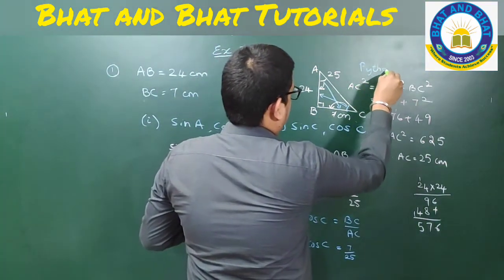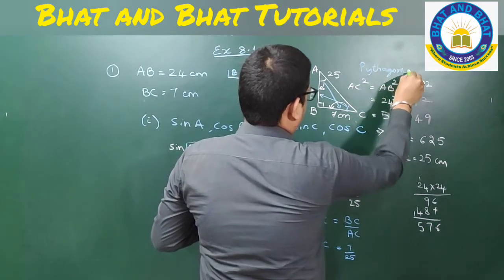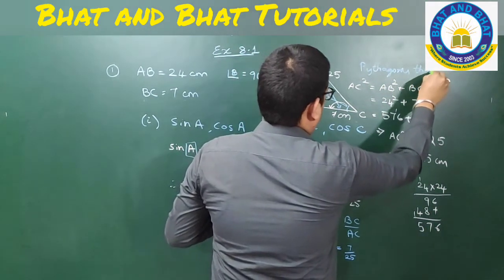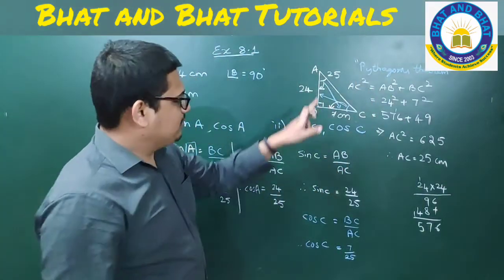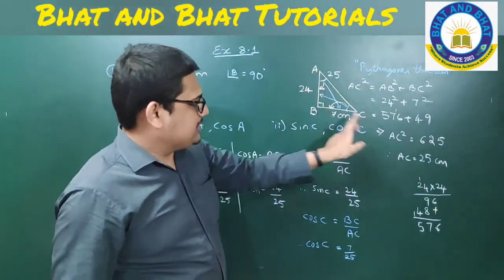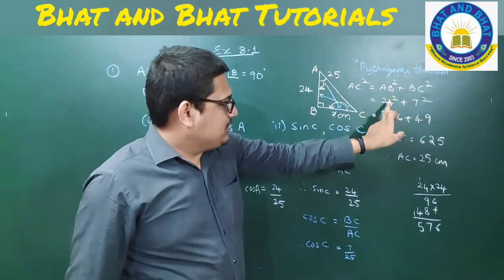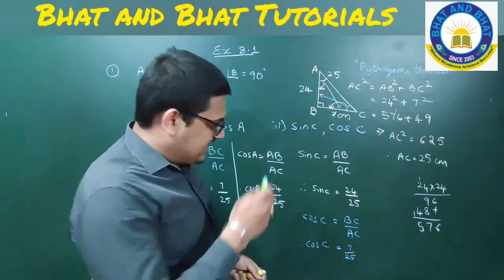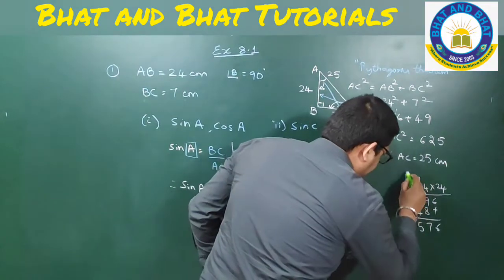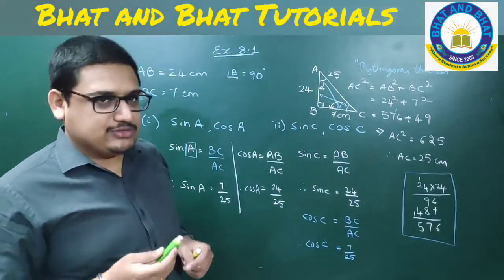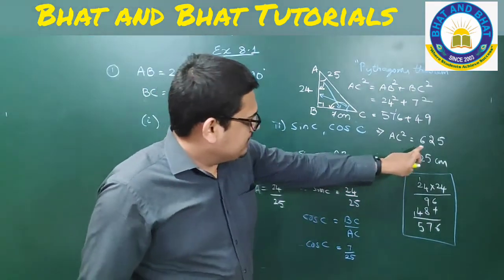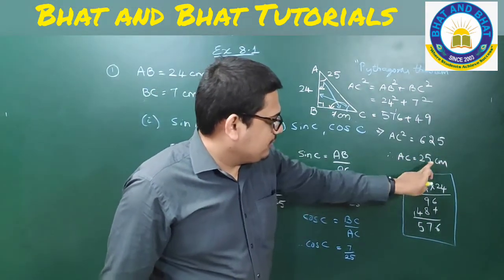What does Pythagoras theorem state? Pythagoras theorem states that the square of the hypotenuse is equal to the sum of squares of the other two sides in a right angle triangle. So I have noted that AC square is equal to AB square plus BC square. AB is 24 square, BC is 7 square. I have calculated 24 square in my rough section here. I have got it as 576 plus 7 square is 49. Therefore, AC square is equal to 625, giving AC is equal to 25.